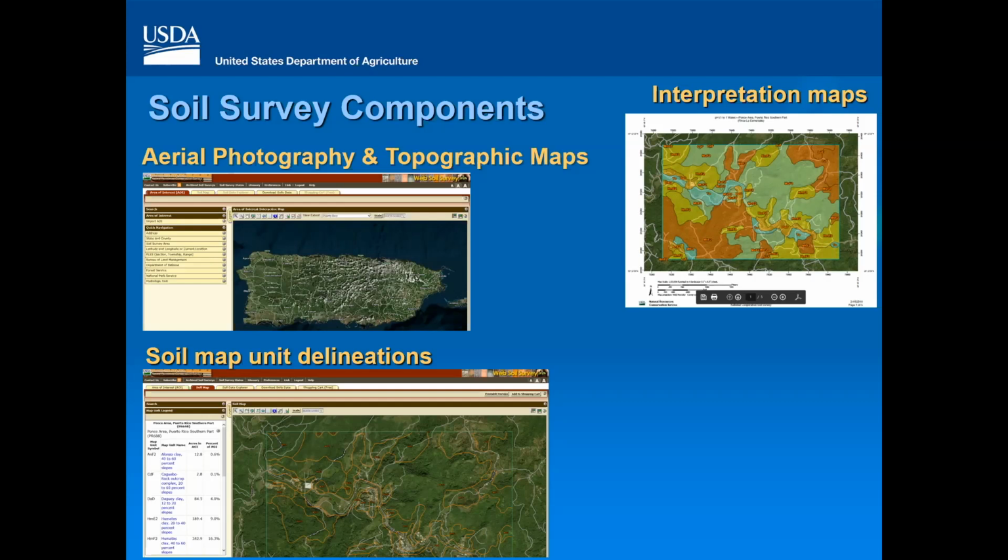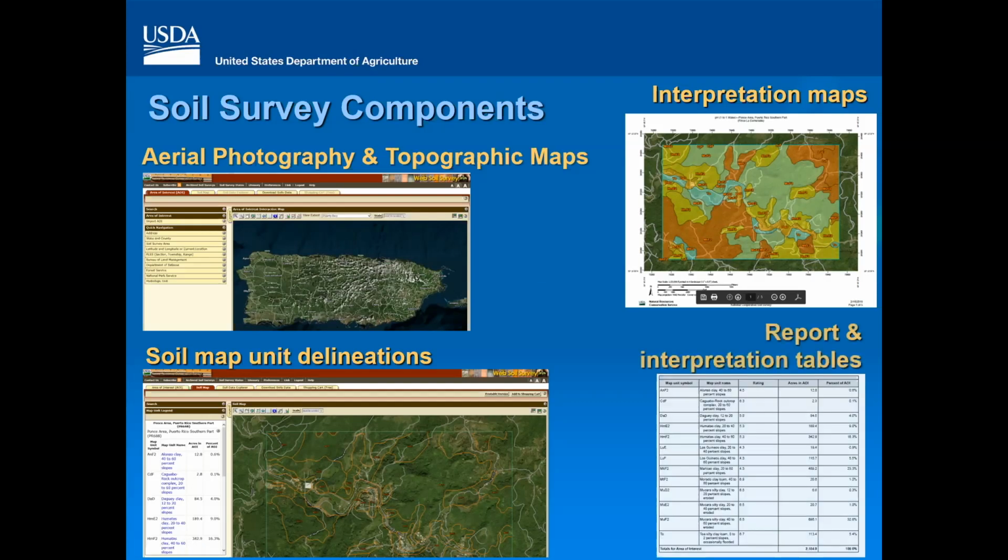Those are the basic components of a soil survey. Also, we have reports and interpretation tables. You don't only get the map with the polygons, you also get the information summarized in tables.